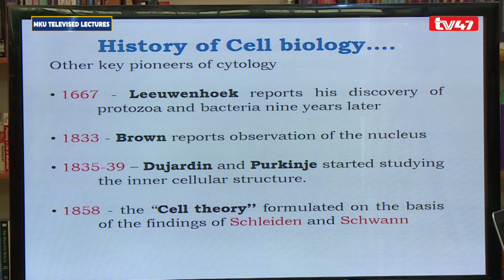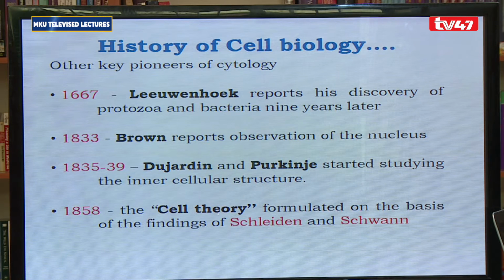was able to see small organisms like protozoa, and 9 years later, he was able to report about bacteria. Later, we have another Englishman in 1833, 200 years later, who began to observe cells. He was called Brown. He noticed that at the central part of the cell, a structure always appeared, which we now call the nucleus.